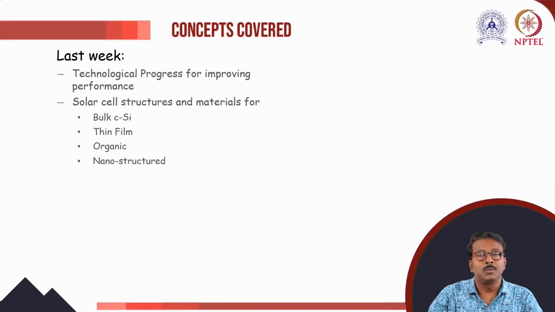In the last week, we have covered different solar cell structures, including bulk crystalline silicon solar cell, thin film solar cell, organic solar cell, nanostructured solar cells, and we have also discussed the technological evolution behind this structure modification.